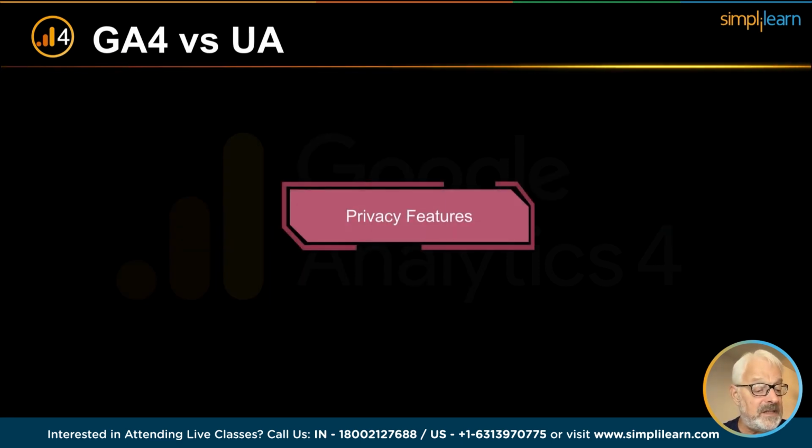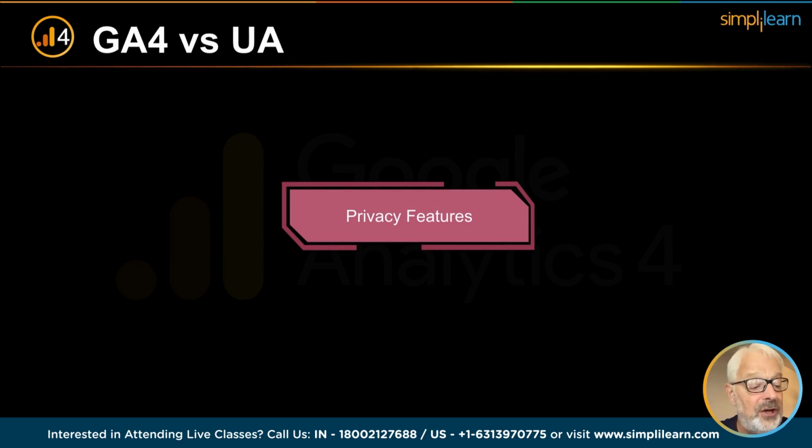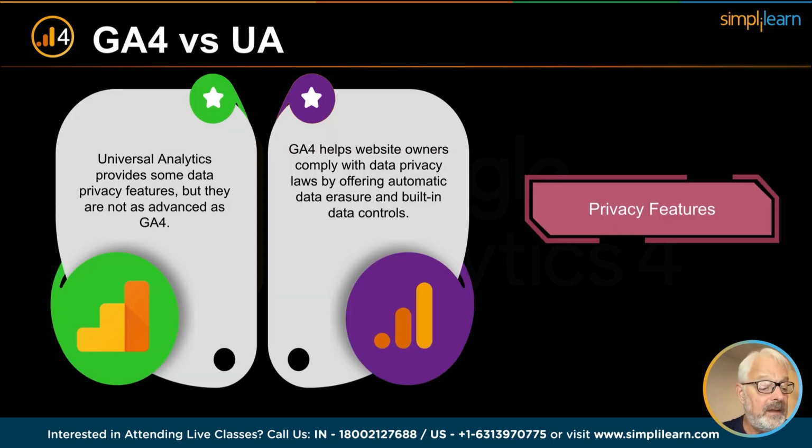And then there were the privacy features, one of the key differentiators of GA4. Universal Analytics does not offer some data privacy features, and those that they do offer are not as advanced as the privacy and data retention settings available in GA4. GA4 provides automatic data erasure and built-in data controls, which helps you to comply with data privacy laws and also gives users more control over their data.